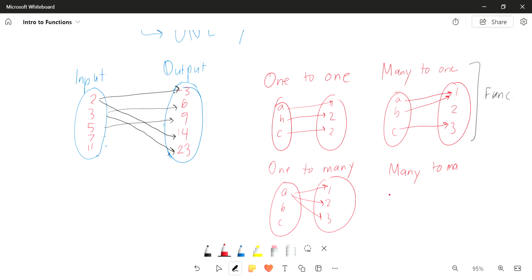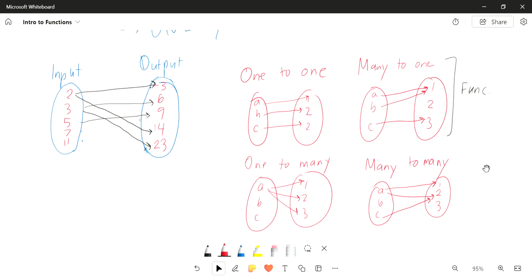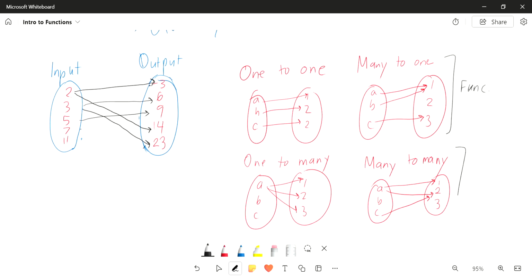And many to many is just a combination of many to one and one to many. So it seems a little bit more chaotic, but it's still not a function, regardless. Say you have A, B, C, 1, 2, 3. We'll stay consistent with the examples. Say you have A pointing to both 1 and 2, and C also pointing to 2. This part seems like a many to one, but this seems like a one to many. So essentially, it's a combination of both. But either way, these two are not functions.